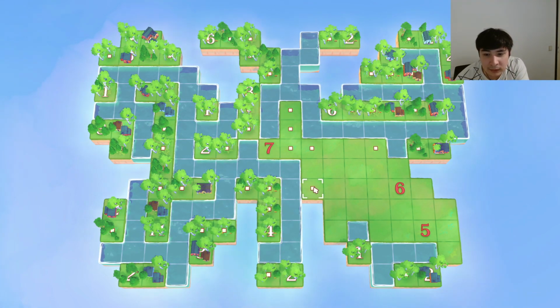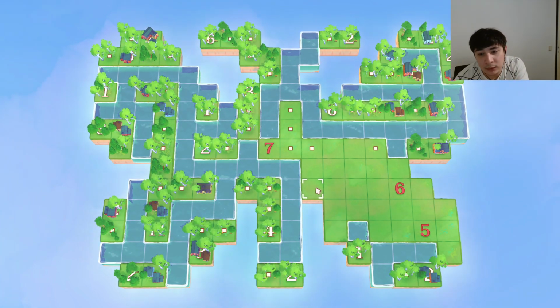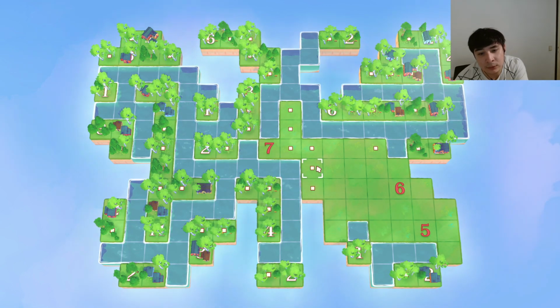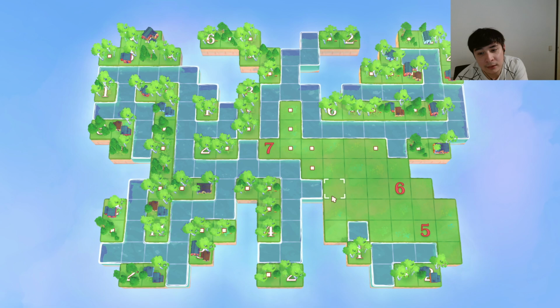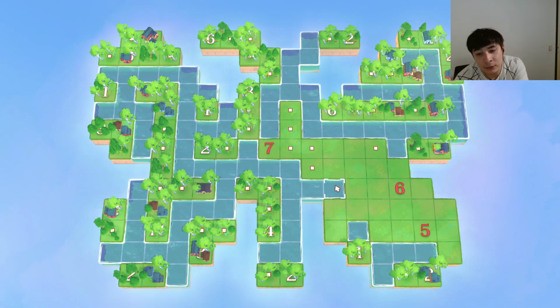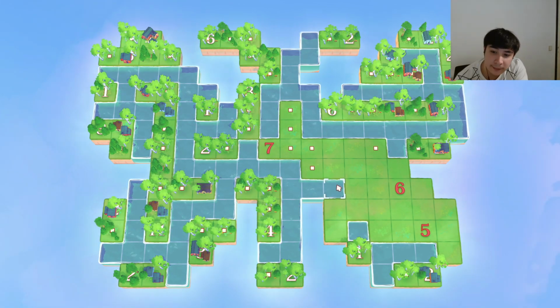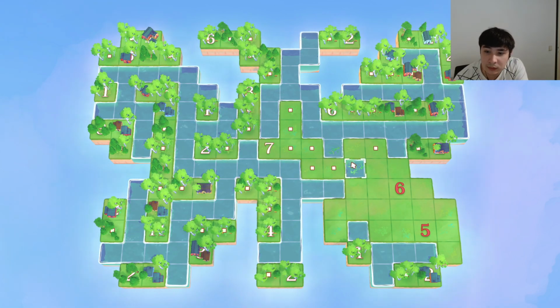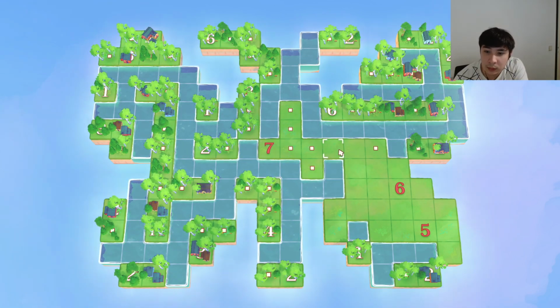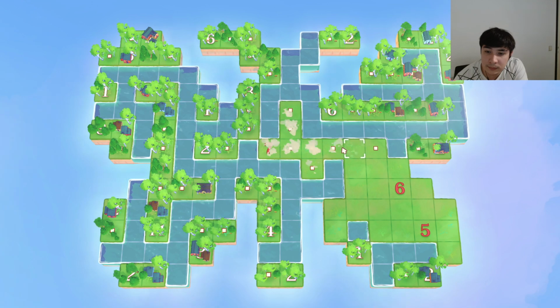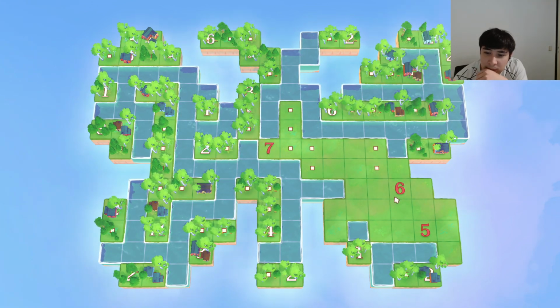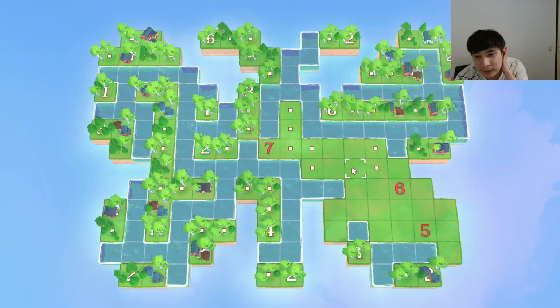I don't believe the 6 can reach this anymore. So if this spot were to be land, it would have to connect to the 7, which separates the water, which is bad. So the water definitely goes over here. The 7 either takes one more like so, or like so. Either way, this is land. That doesn't give us much.